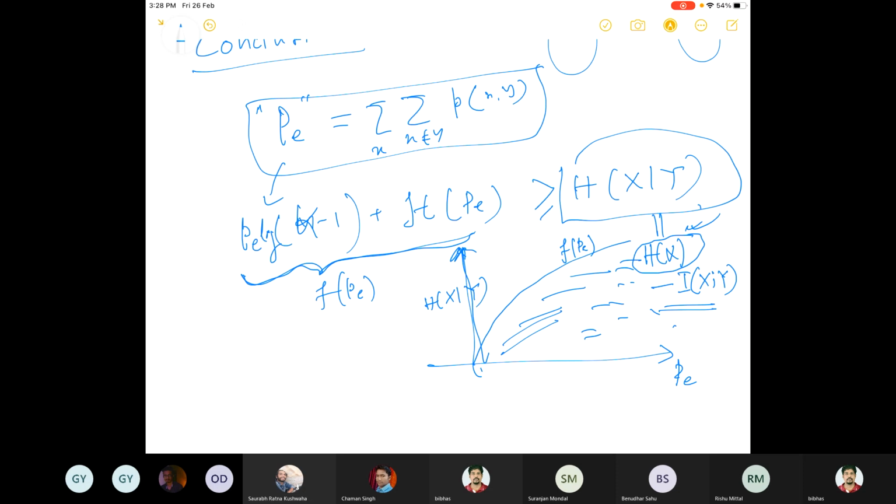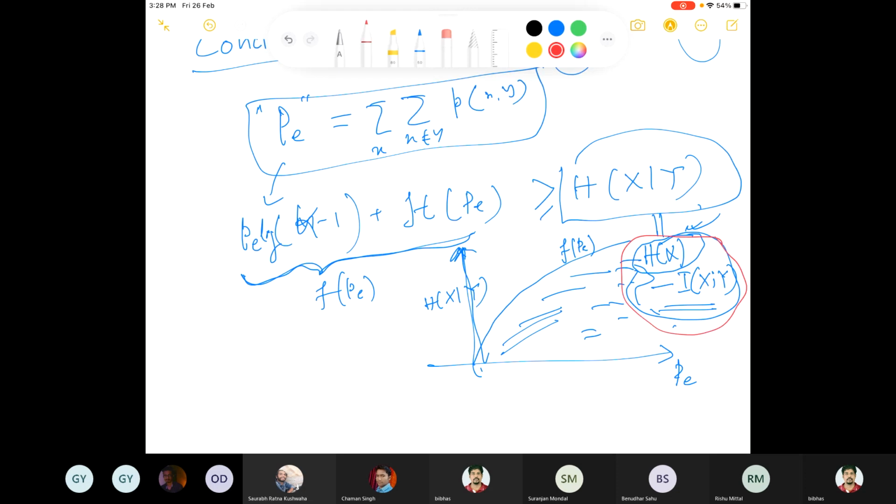So this entire thing has a clear-cut meaning now. The probability of error, or the function of the probability of error, is bigger than or equal to this amount of information, which is the uncertainty about x minus whatever you know about x after knowing y. So it is the remaining uncertainty about x, and the error will be bigger than or equal to that. This is the meaning of this.